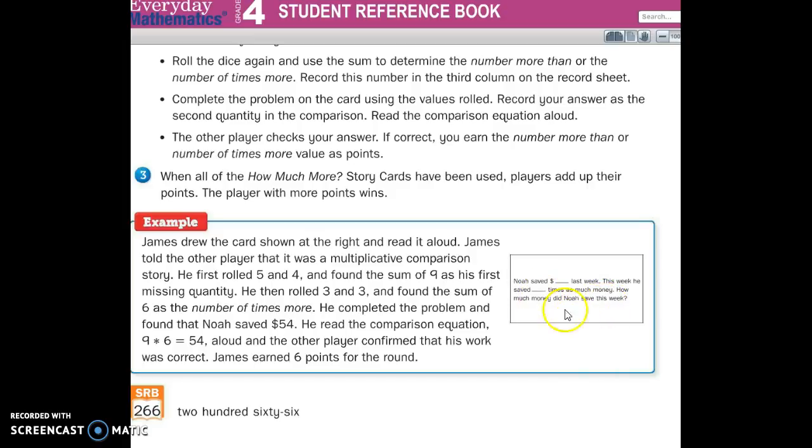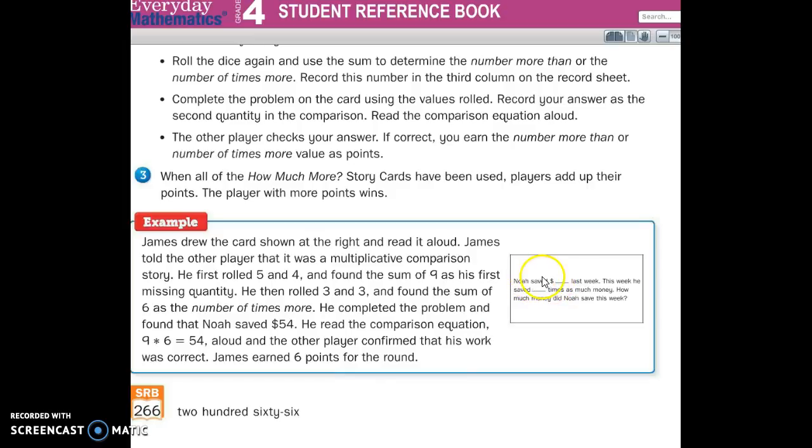I would then solve that problem, which would be $54 because 9 times 6 equals 54. And at that point, my partner could check my score. Now, to get points, you're going to get that second number there, the times, that's going to be your points. So in that one, it was 6 times more, so I would earn 6 points for that round.